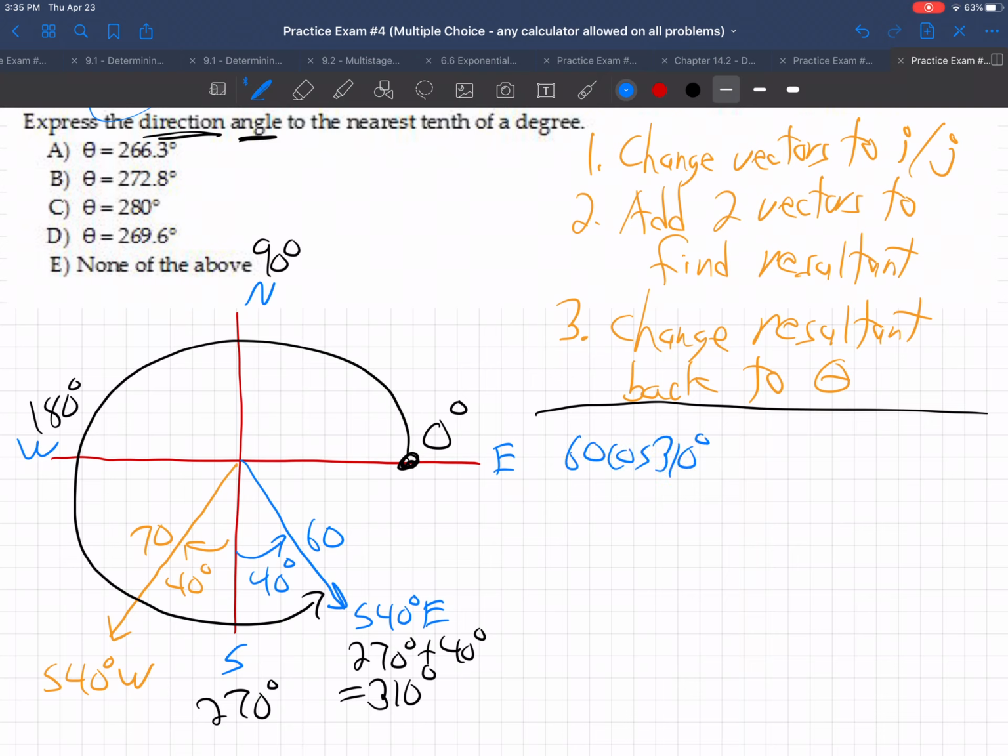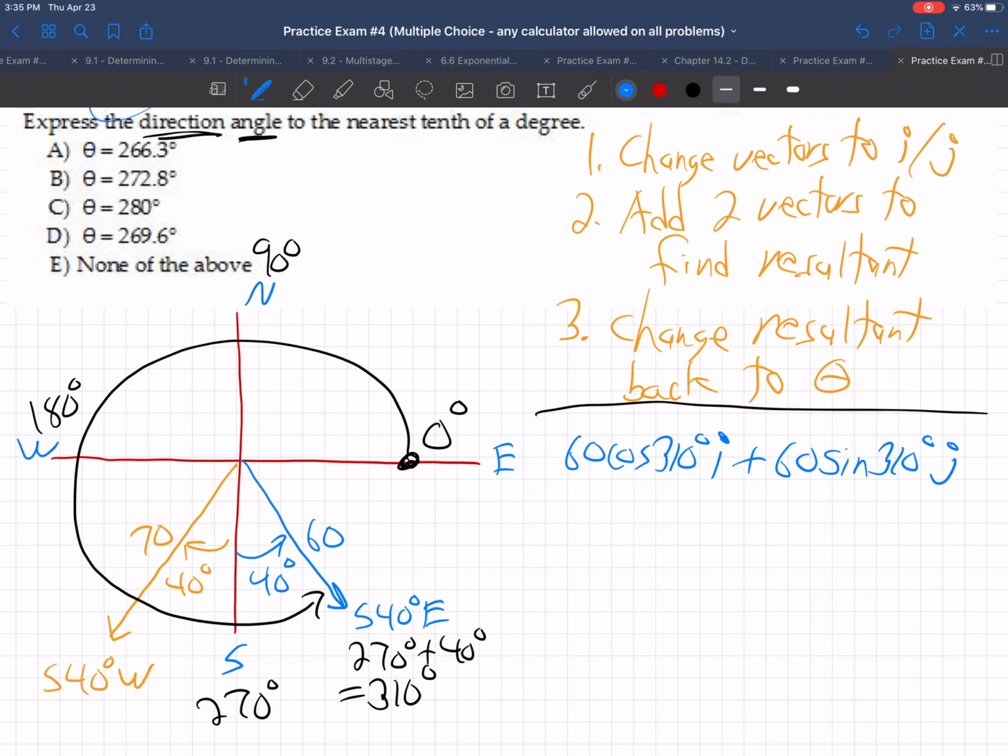So that vector, that blue vector, then, remember how this works, is 60 cosine of 310 degrees I plus 60 sine 310 degrees J. Remember, you put the magnitude times the cosine of the angle I and the magnitude times the sine of the angle J. Makes sense that cosine, all semester long, cosine has been for x, right and left. So it makes sense that would go with I, which means right and left. And sine has been up and down. That goes with J. J is up and down vector movement. Okay, so that makes sense.